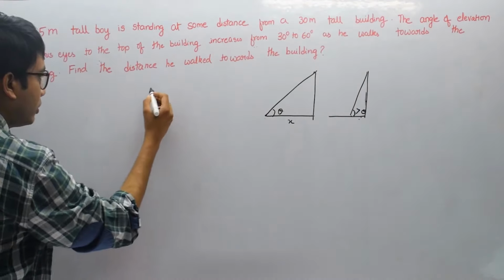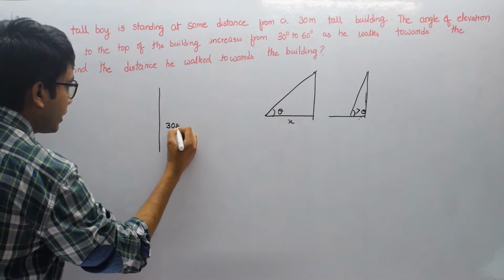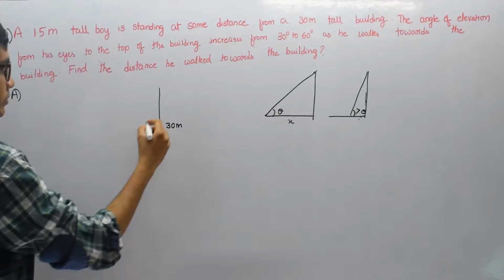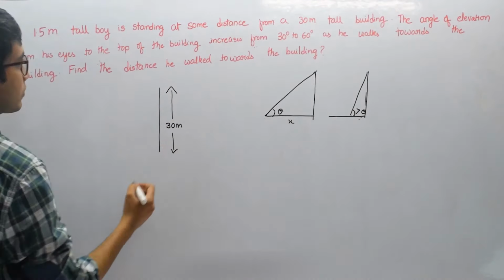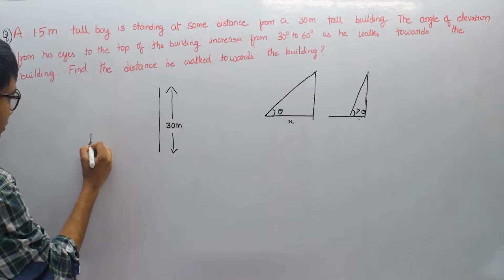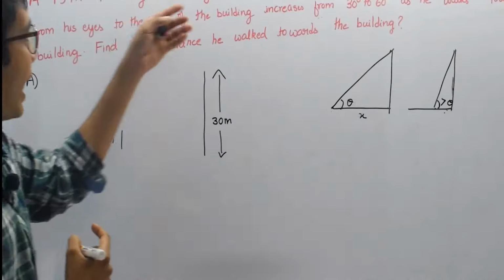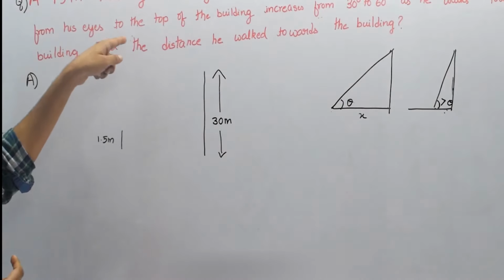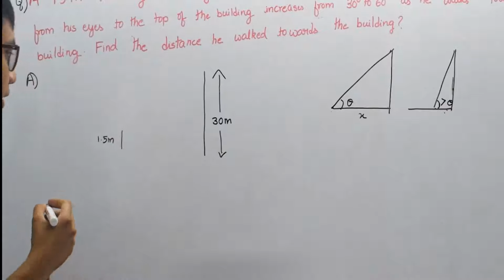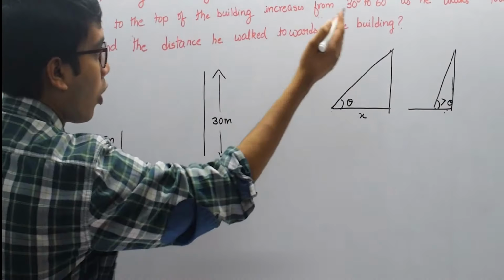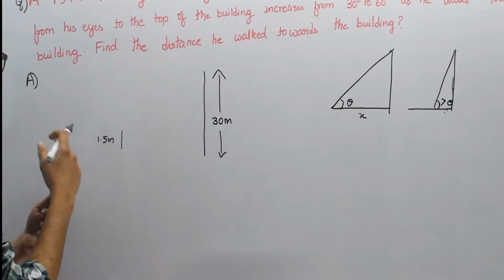Look at here, a 1.5 meter tall boy is standing at some distance from a 30 meter tall building. So, this is a 30 meter tall building. So, the boy height is 1.5 meter. The angle of elevation from his eyes to the top of the building increases from 30 degree to 60 degree as he walks towards the building. Initially, the angle of elevation is 30 degrees.